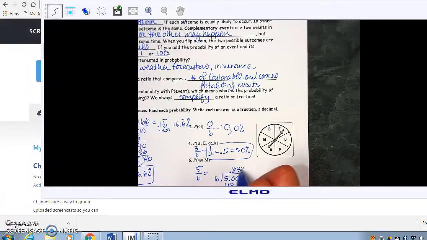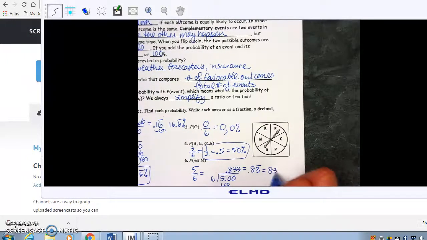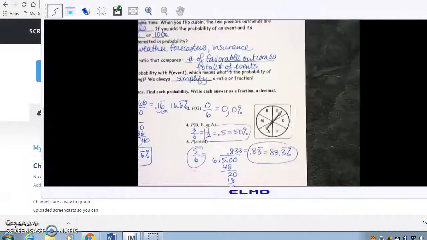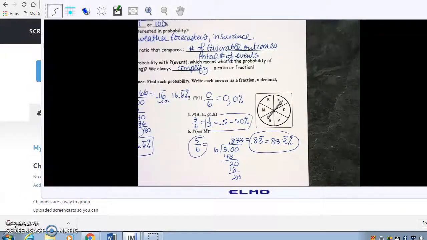I'm starting to see some repetition. These 3's are going to repeat. This is 0.83 with the 3 repeating, or 83.3%. Let's flip to the back side.